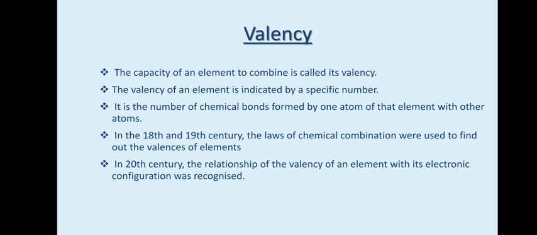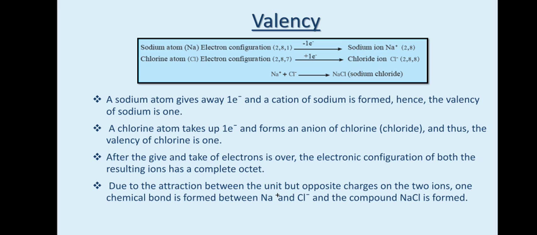For example, hydrogen can form one bond. So hydrogen's valency is 1, right? Similarly, sodium also can form one bond, so its valency is also 1. Also, we used certain laws of chemical combination to find out the valencies of different elements. Then later on in the 20th century, we found out the relationship of valency of an element with its electronic configuration. Followed?